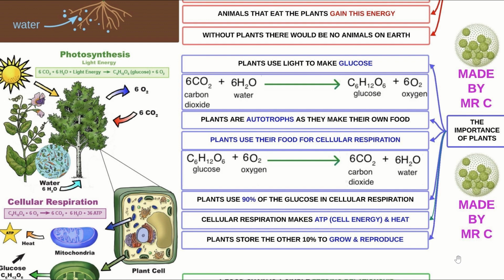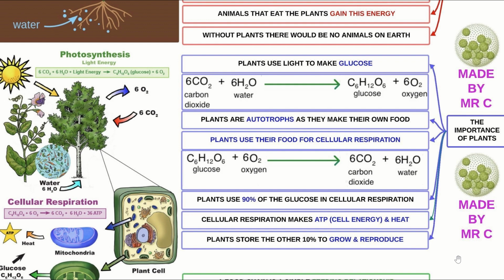Plants use the light energy to make glucose. The equation for photosynthesis is 6 carbon dioxides plus 6 waters gives us glucose plus 6 oxygens. Plants are autotrophs in that they make their own food.